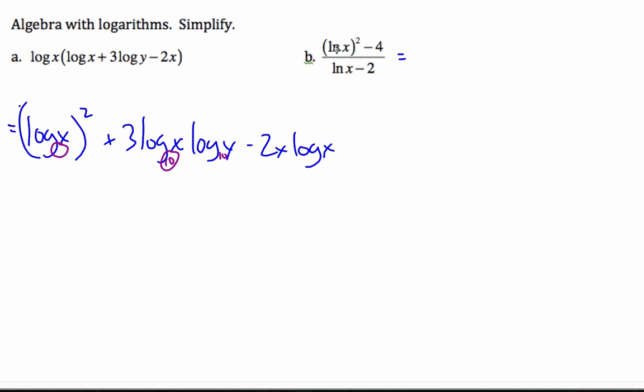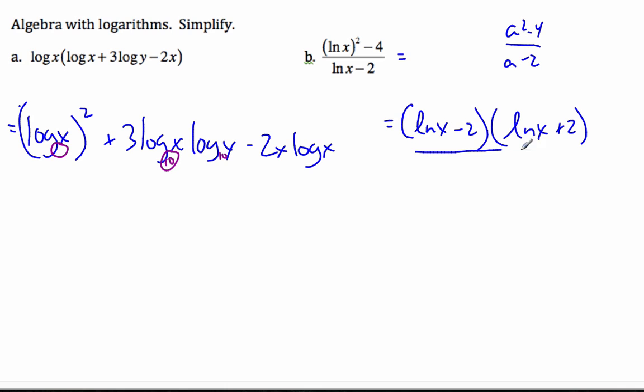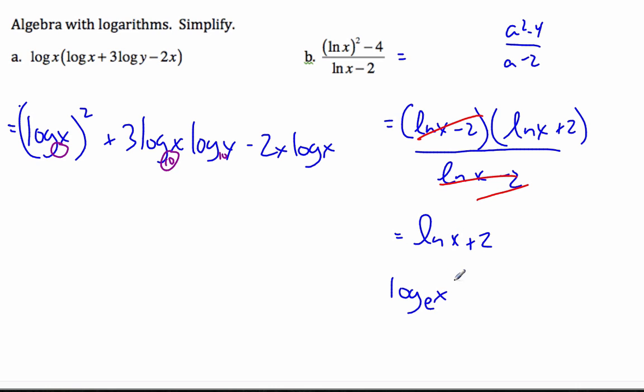Similarly, if I look at part B, I'm going to do some algebra here. One of the things I recognize is that this is similar to setting up a squared minus 4 over a minus 2. The natural logarithm of x here is a whole variable itself, so then I can factor this to ln x minus 2 times ln x plus 2 over ln x minus 2. These cancel, and so this simplifies to ln x plus 2.